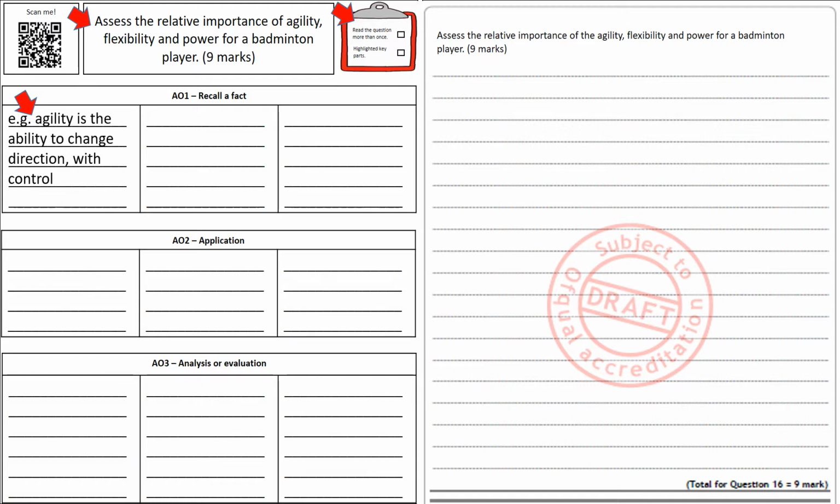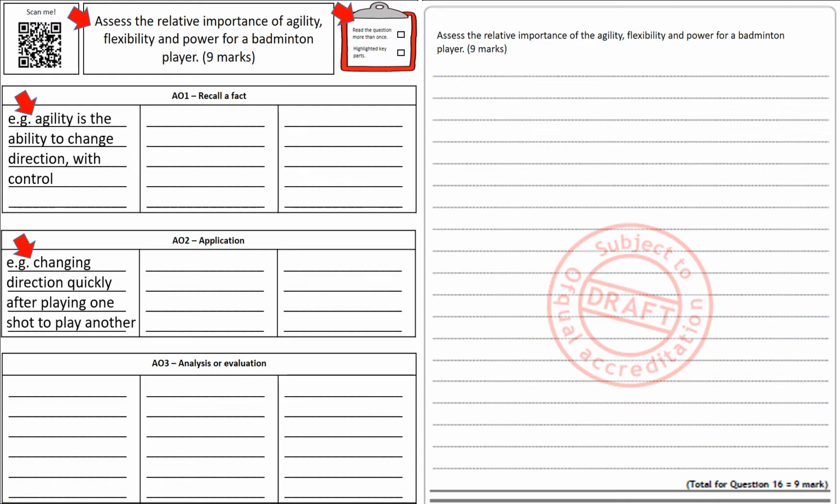Okay, now let's look at an AO2 application. What we're now going to have to do is we are going to have to apply when agility would be used by a badminton player. And that's going to go in this box just here. So what I've gone for is agility would be used when changing direction quickly after playing one shot and then being ready to play another.